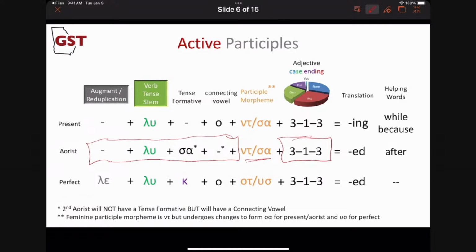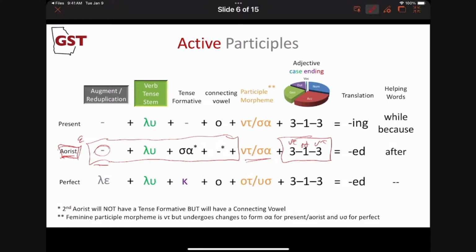We already talked about the 313. It's going to use the nu tau for the third declension, and for the first declension, the sigma alpha will be the morpheme. And the aorist is much like the verb, except it does not have an augment. Normally, a verb would have the epsilon as an augment, right? Why is the epsilon not here? Isn't it an aorist? Where's the augment? What happened to the augment?